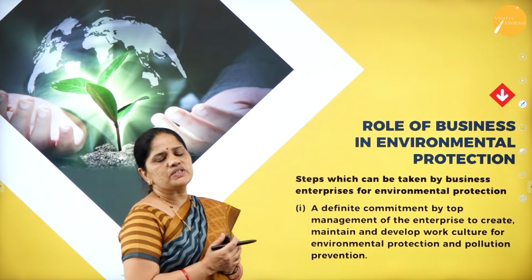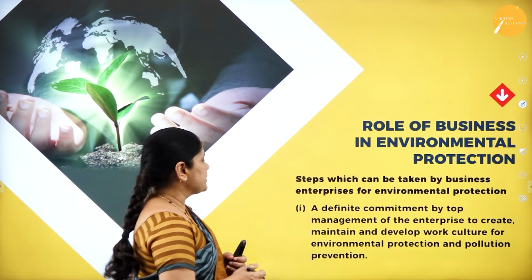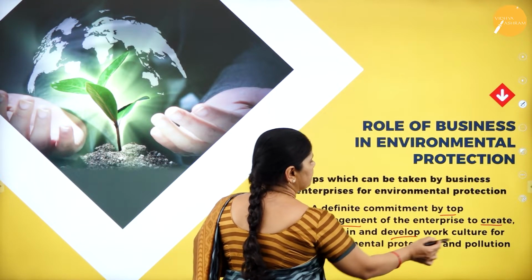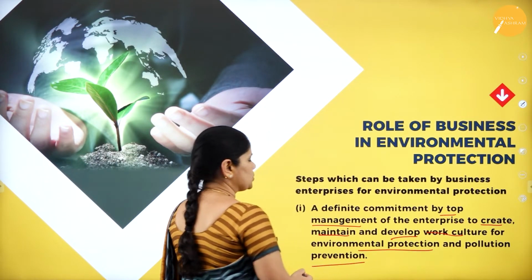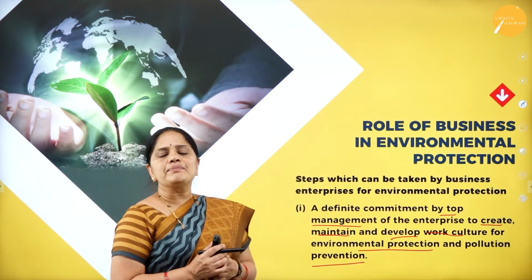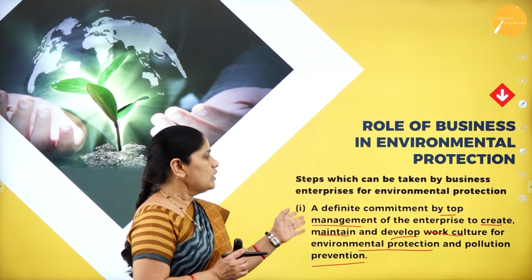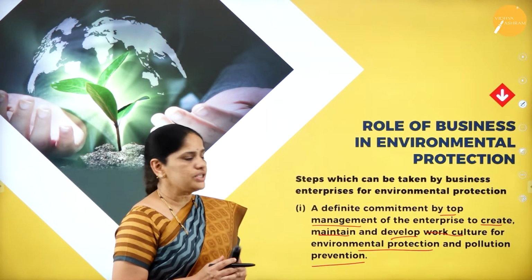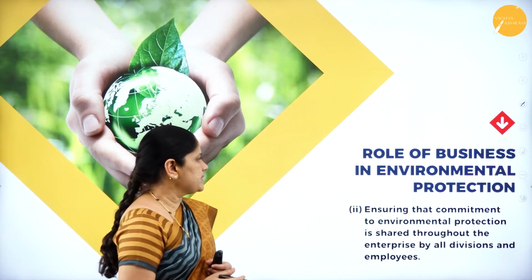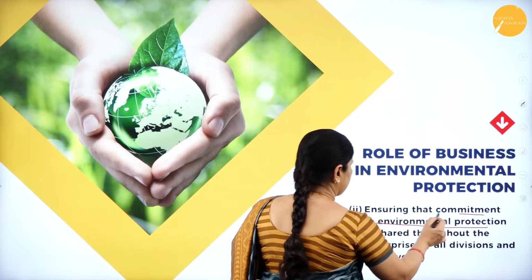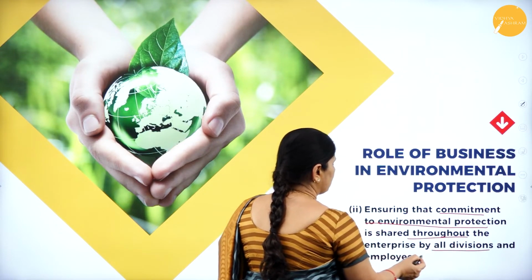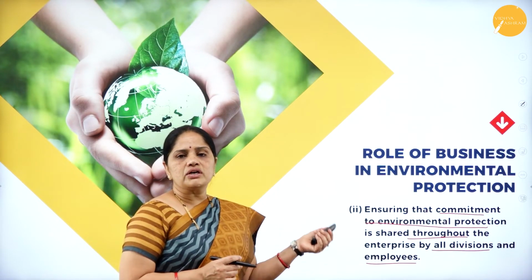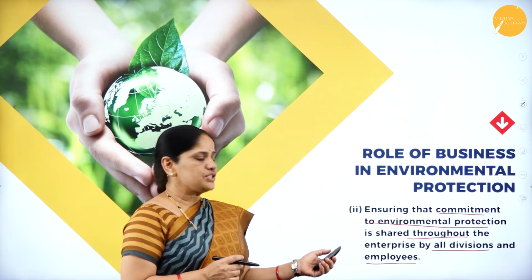Then there are certain steps which can be taken by the business enterprise. First step is a definite commitment by top management of the enterprise to create, maintain and develop a work culture for environmental protection and pollution prevention. So there should be a commitment by the top management. Then the second step is ensuring that commitment to environmental protection is shared throughout the enterprise by all divisions and employees. So this thought of environmental protection should be there in all divisions and employees.